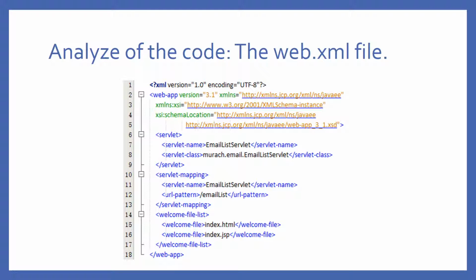Then, if a browser specifies a URL that only includes a directory, the web server attempts to display one of the welcome pages for the application. In this figure, for example, the web server starts by attempting to display the index.html page. If this page doesn't exist in the directory, it attempts to display the index.jsp page. These settings are typical for a Java web application.